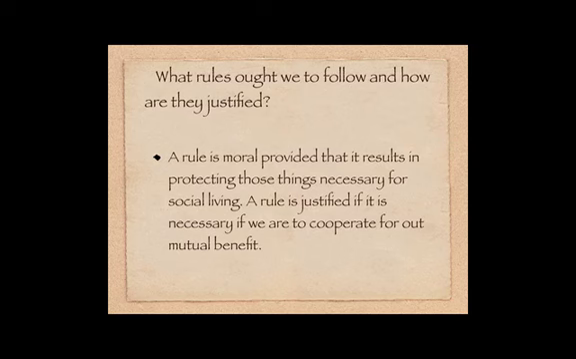A rule is moral, according to the social contract theorists, provided that it results in protecting those things necessary for social living. A rule is justified if it is necessary if we are to cooperate for our mutual benefit. So a rule is justified because it's in our interest to follow it. It helps support those things that we need to live a good life. In the state of nature, things are so miserable that a rule that takes us out of that state makes us better off, protects those things that we find necessary for living, and is a good rule. So it provides a notion of what rules are and what justifies those rules.